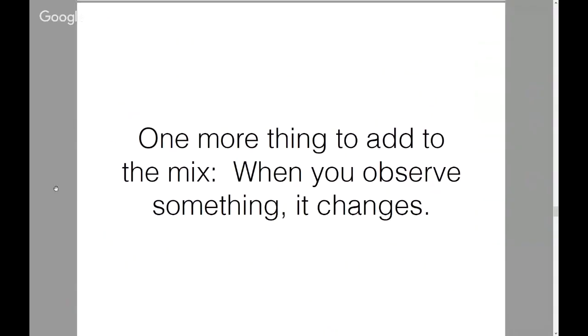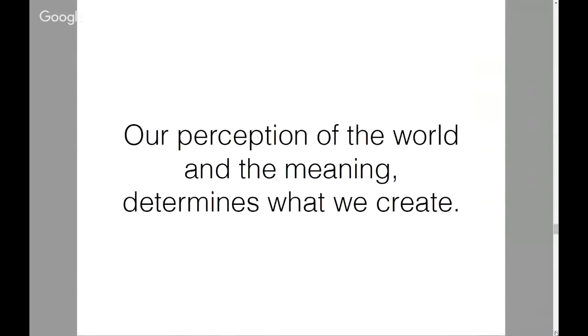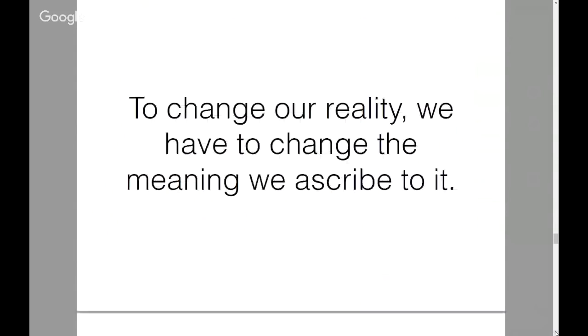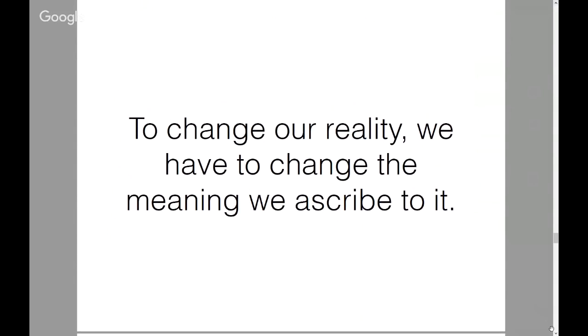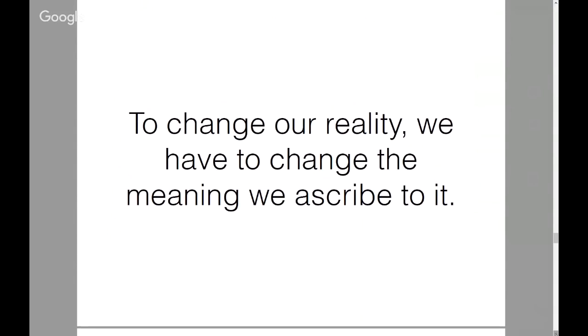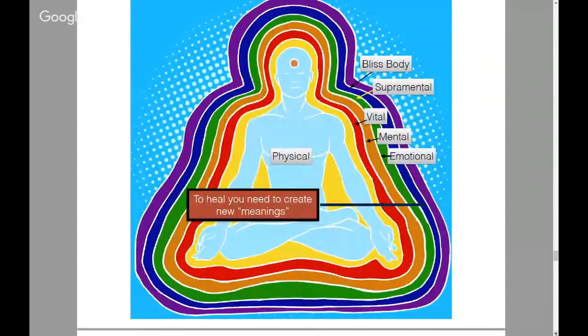Let's talk about, what does that mean? What does that mean in the context of emotional health and wellness? Okay, our perception of the world and the meaning we determine creates. Our perception of the world and the meaning determines what we create. Next slide. To change our reality or to change your emotional experience, you have to change the meaning you ascribe to it. And that's where real healing happens. So let's go back to our chart. To heal your emotions, you have to give your emotions a new meaning and new understandings.